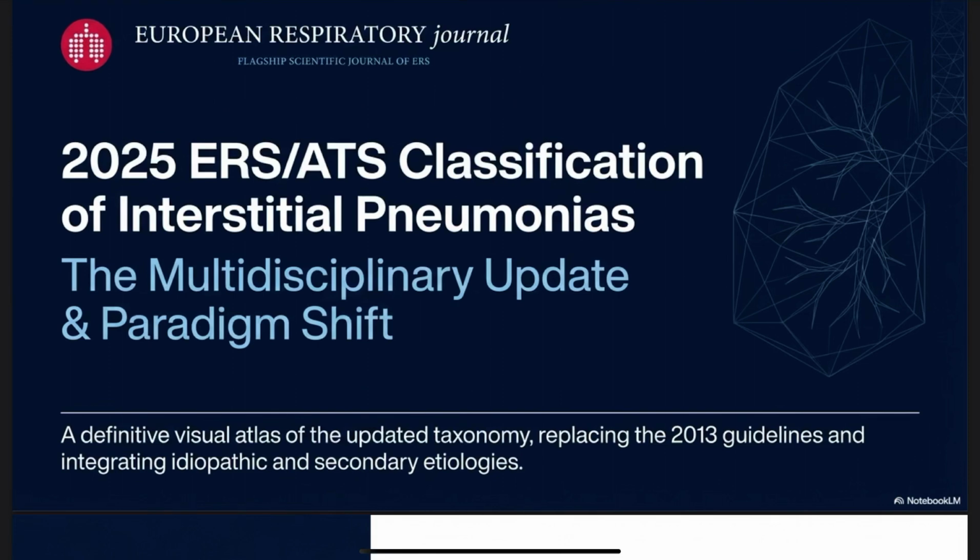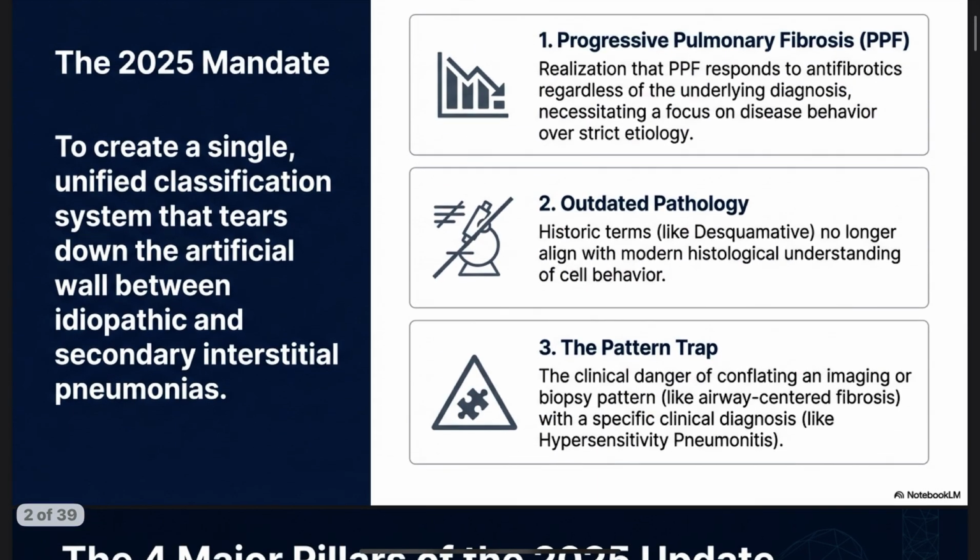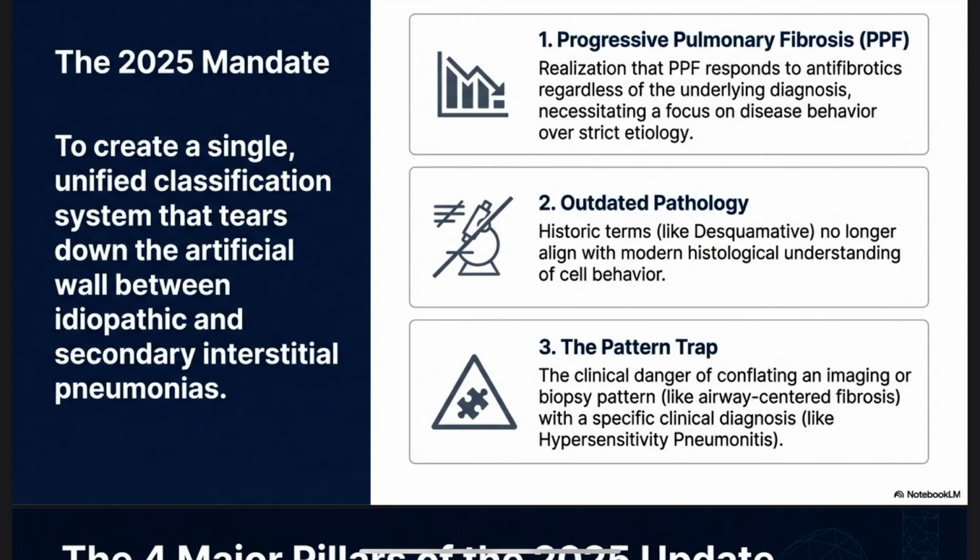So in this video we are going to discuss the 2025 ERS/ATS classification on interstitial pneumonias. This is the update replacing the 2013 guidelines. The 2025 update mandates progressive pulmonary fibrosis response to antifibrotic regardless of the underlying diagnosis, necessitating a focus on disease behavior over strict etiology. So we are going to focus here on disease behavior, rather than just sticking with the etiology.